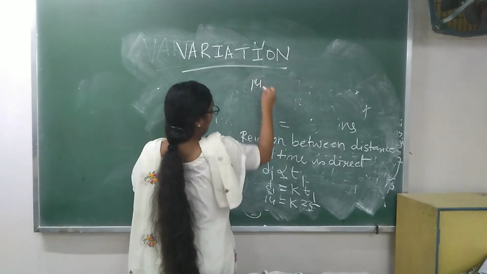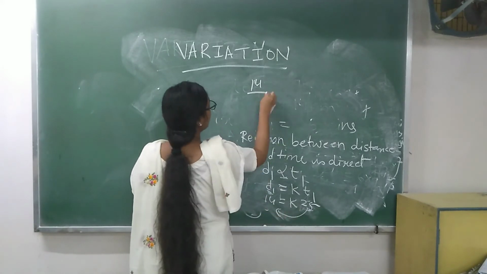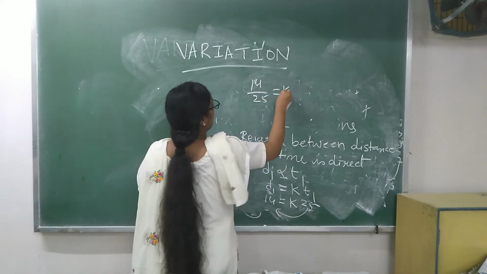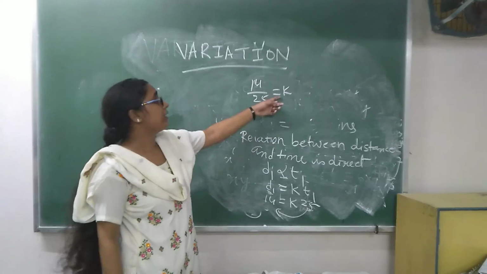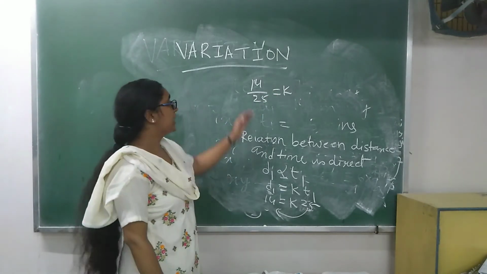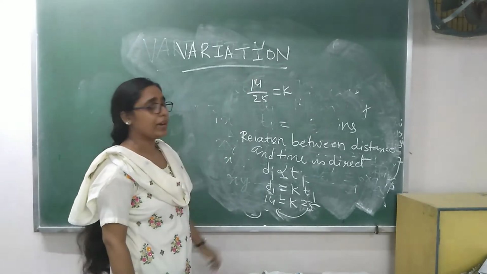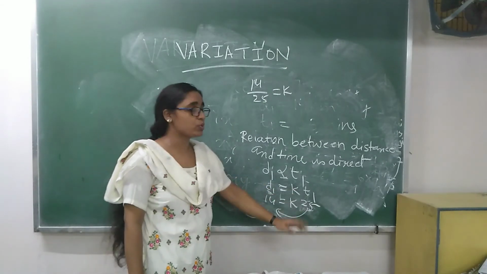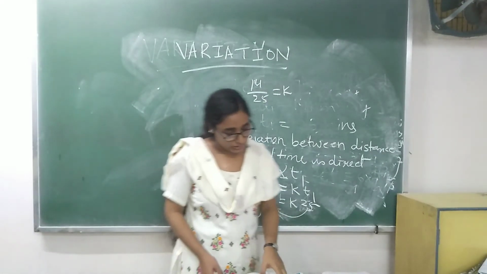Now 14, I am taking this 25 to this side, it will become 25 equals k. Why are we doing this? To find the value of k. So we are getting the k value 14 by 25, where distance is 14 and time is 25. Now read the second part.